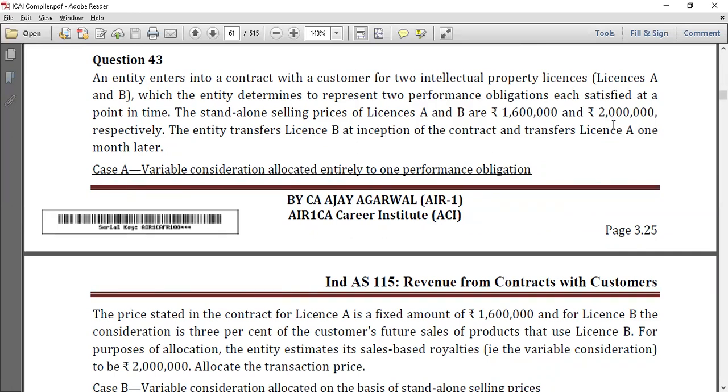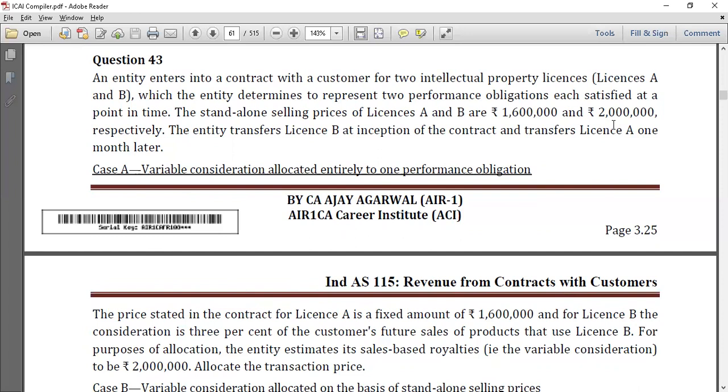So here the first case is variable consideration allocated entirely to one performance obligation. The price that is stated in the contract for license A is a fixed amount of 16 lakhs, and for license B the consideration is only 3% of the customer's future sales of products that use license B. For the purpose of allocation, the entity estimates its sales based royalty to be 20 lakhs.